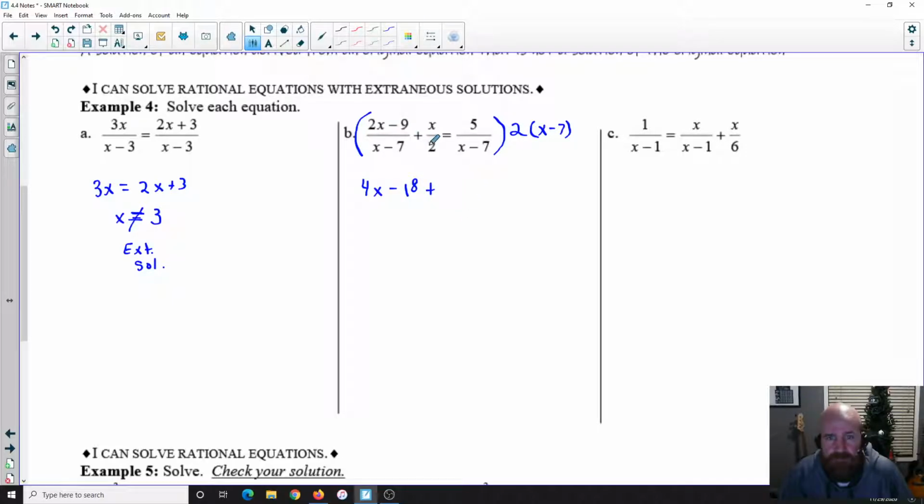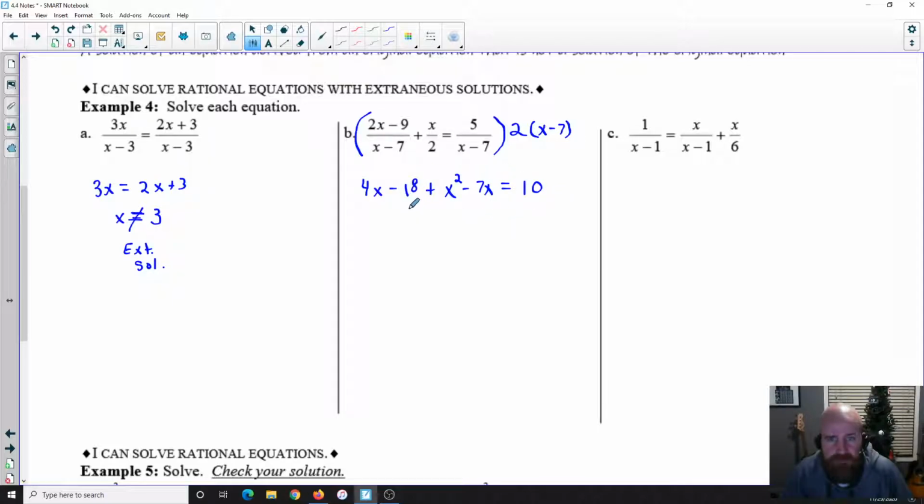plus, the 2's would cancel, so we're left with x times x minus 7. So I'll go ahead and multiply that out. We get x squared minus 7x. And then this fraction, the x minus 7s would cancel, so we're left with 2 times 5. So we have equals 10.